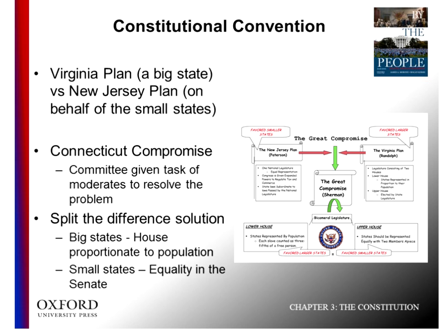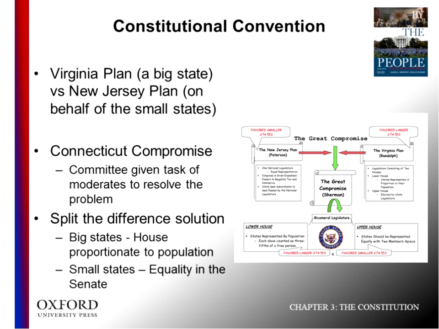And this Connecticut Compromise is where they decided to split the difference. So they would have a two-chamber Congress, and in this two-chamber Congress would be a House of Representatives, which would be based on population, and there would be a Senate that would be equal representation, two senators per state. And originally it would be chosen by the state legislatures.